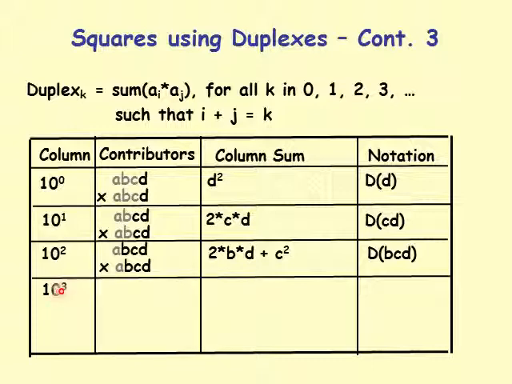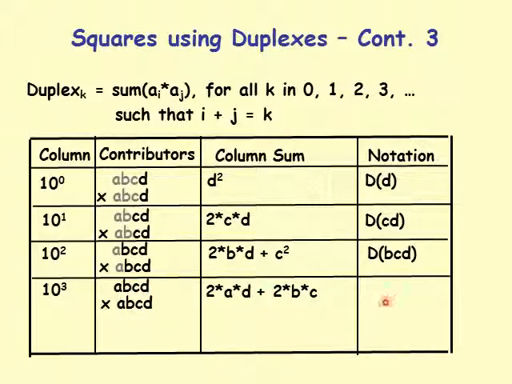Next column. Here is my 10 to the third column, which is 1000. In 1000, I need all these participants, every digit contributes. So we get AD plus BC plus BC plus AD. AD here and AD here, 2AD. BC here and BC here. This is crosswise, AD is crosswise, I get 2AD. BC is crosswise, I get 2BC. So the sum in the column has four products being added. AD plus AD is 2AD. BC plus BC is 2BC.